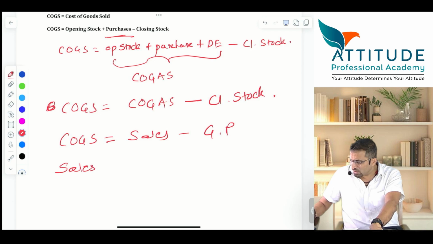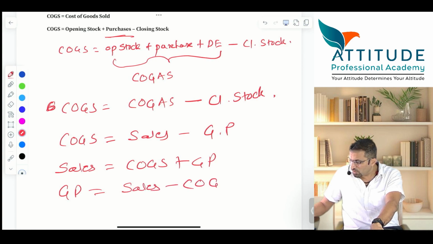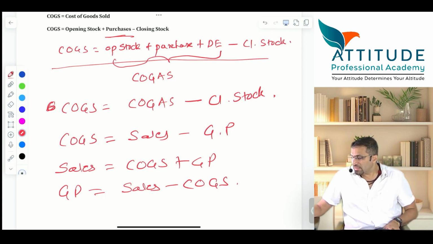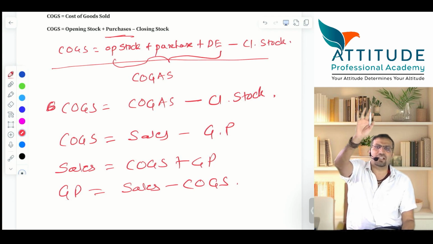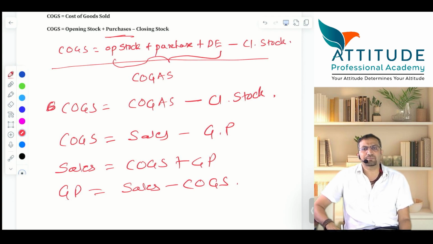I can write sales also as cost of goods sold plus GP. I can get one more: GP is equal to sales minus cost of goods sold. Even from this formula, many formulas can come. But these are some of the formulas. Any formula can be applied here. Please remember the formulas. Is it very simple? Clear, guys? All of you?